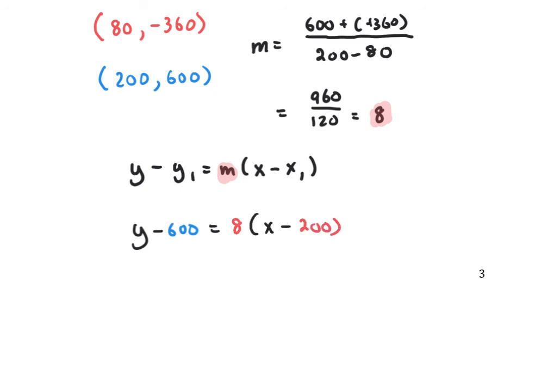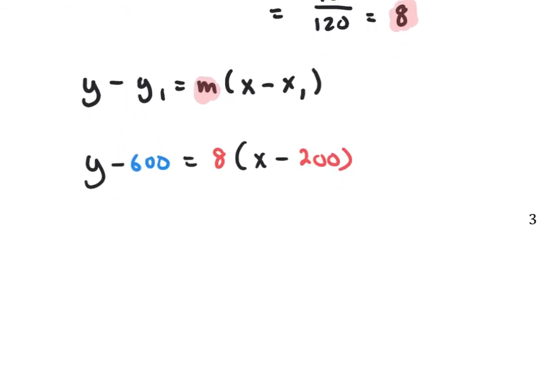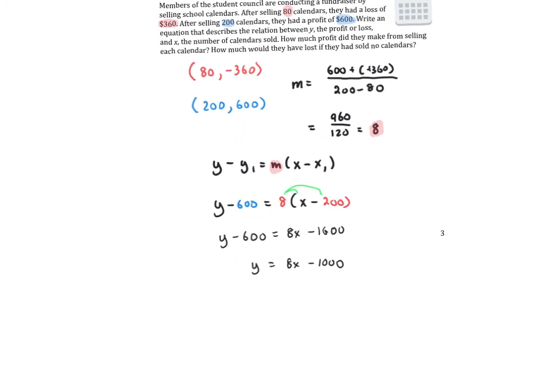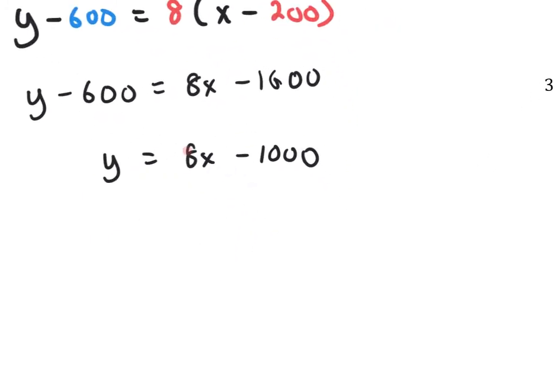Now I'm going to go ahead and do my distributive property here, because I'm going to convert this to slope-intercept form. So y minus 600 is equal to 8x minus 1600. And now when we add 600 to both sides, we get this. And now let's interpret what this means here. This here means the profit per calendar, how much money they make per calendar. So they make $8 for each calendar they sell.